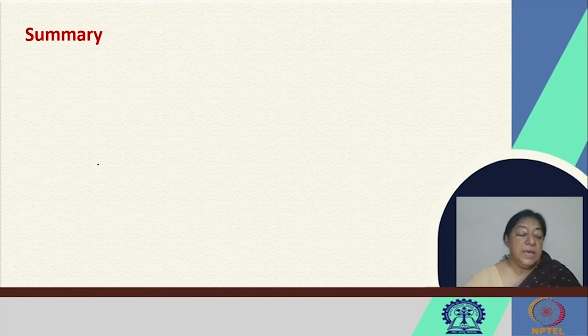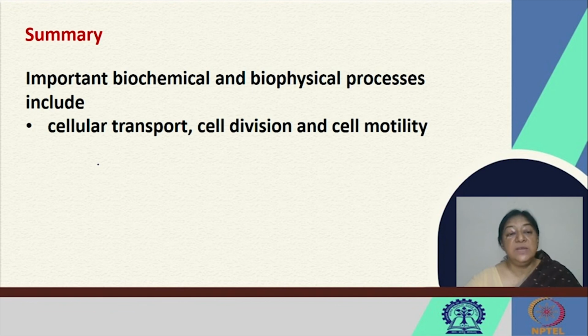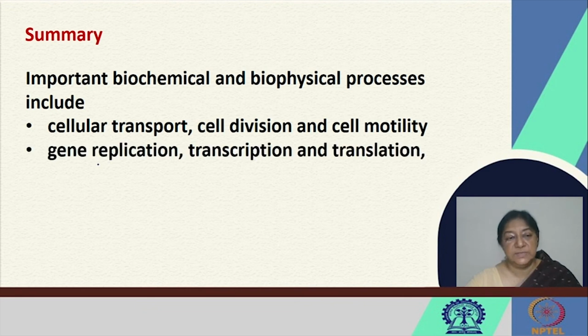In summary, we have looked at the important biochemical and biophysical processes in this case that include cellular transport, cell division, and cell motility. And we see the importance of the motor proteins in bringing about these specific processes, even gene replication, transcription, and translation. So when we looked at cellular transport, we looked at a specific type of protein, the cytoplasmic types of motor proteins that use the actin filament or the microtubules for their motion, for their cargo transport.